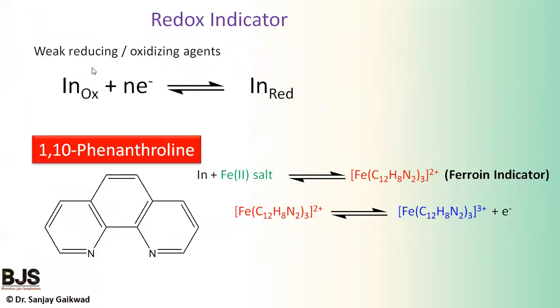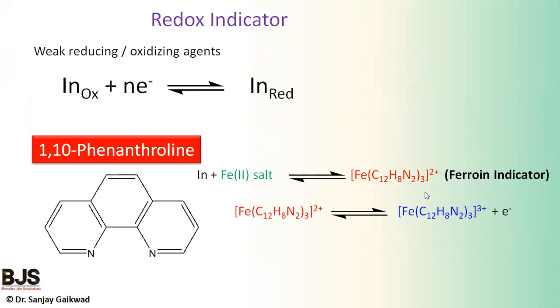Now some indicators are there. These are weak reducing agents or oxidizing agents. Now indicator plus 2 electrons gives the indicator in red color. Now this reaction can be transferred here. Now for example, 1,10-phenanthroline. In this case, the Fe²⁺ salt reacts with the indicator to form a complex that is called the ferroin indicator. Now this ferroin indicator gets converted into the blue color.